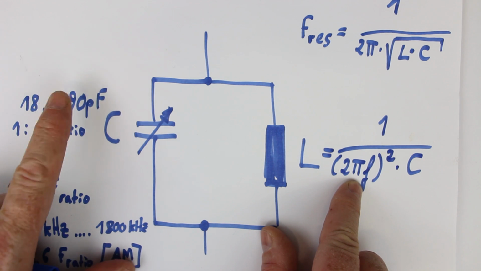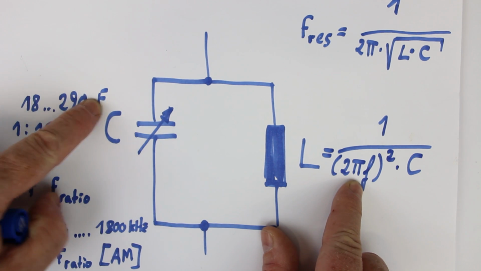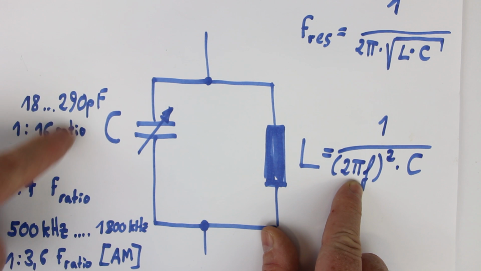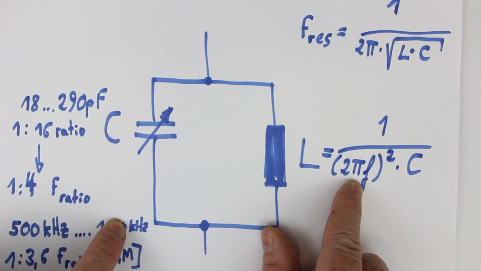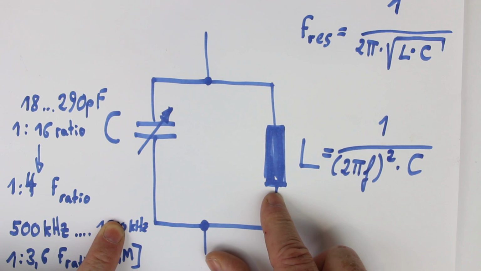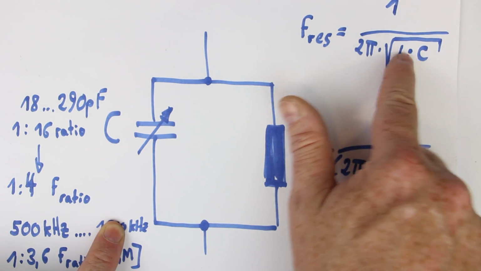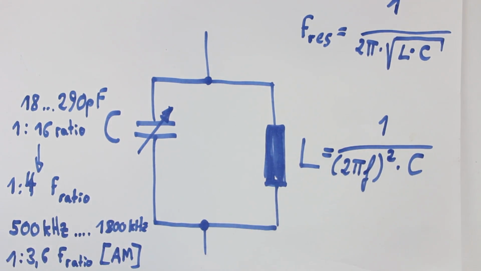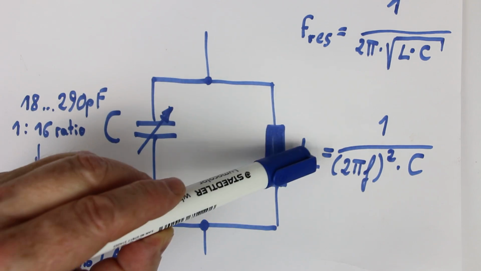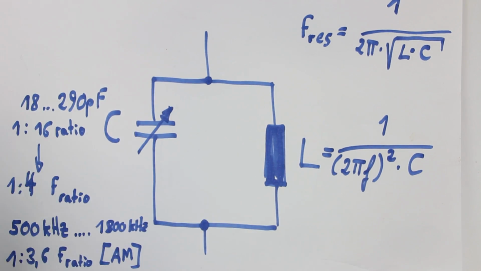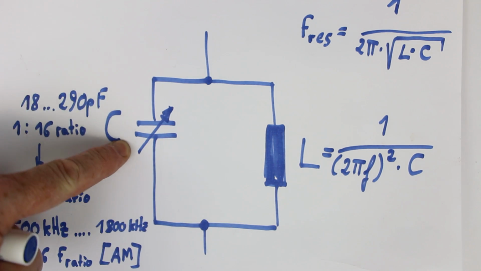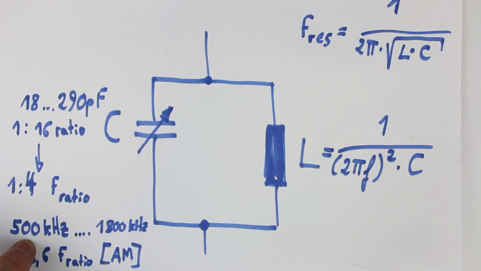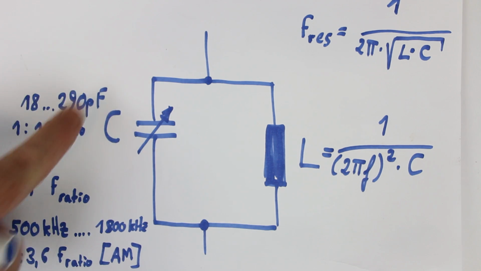We know, remember, the highest capacitance is responsible for the lowest frequency, and the lowest capacitance is responsible for the highest frequency in our resonant circuitry, because L and C are in the denominator. And now let's calculate which inductance we need here to tune our circuit with this demo capacitor to the AM band, and we can choose either the lower or the higher value.